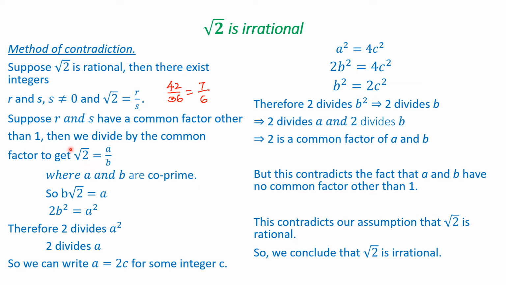I'll take the b to that side, so b root 2 is equal to a. When I square this, on squaring, I will get 2b square is equal to a square, which implies that 2 divides a square, that is, 2 is a factor of a square. But in my previous theorem, I have already said that if 2 divides a square, it implies that 2 divides a also.